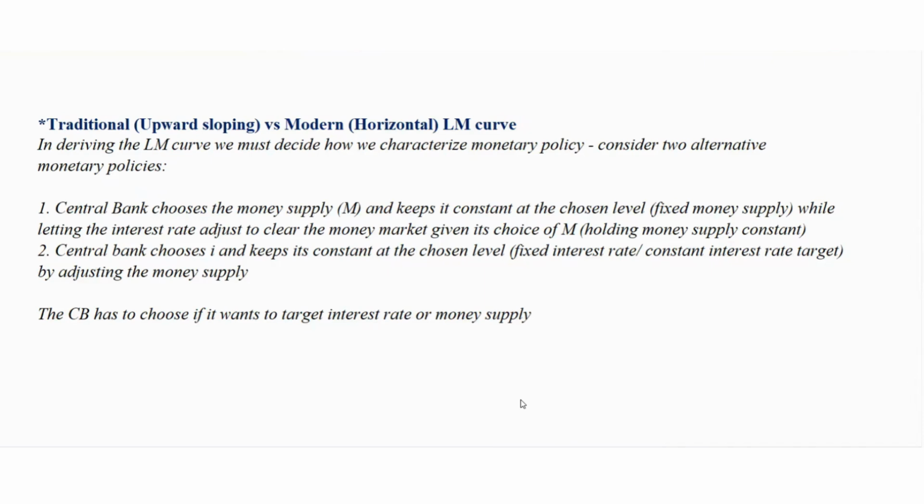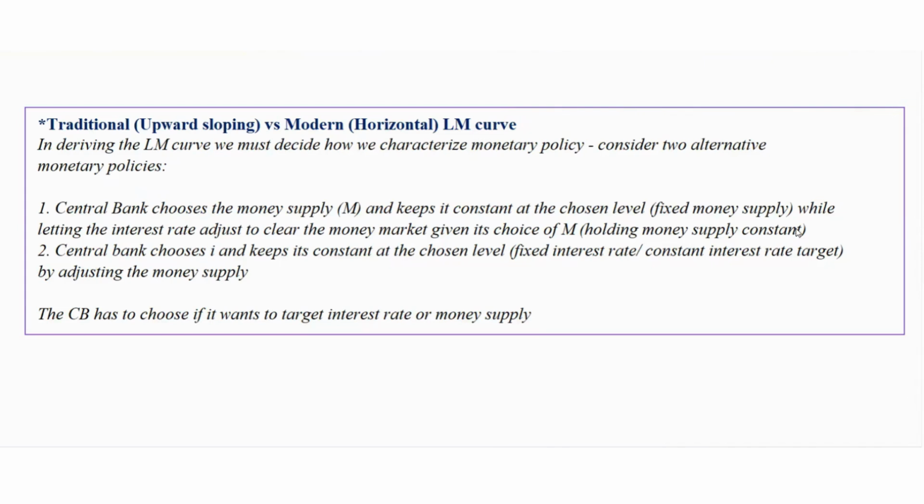The central bank can either follow a fixed money supply policy, where it chooses the money supply and keeps it constant at the chosen level, while letting the interest rate adjust to clear the money market given its choice of M. The alternative is to follow a fixed interest rate or constant interest rate target, where the central bank chooses the interest rate and keeps it constant at the chosen level by adjusting the money supply.